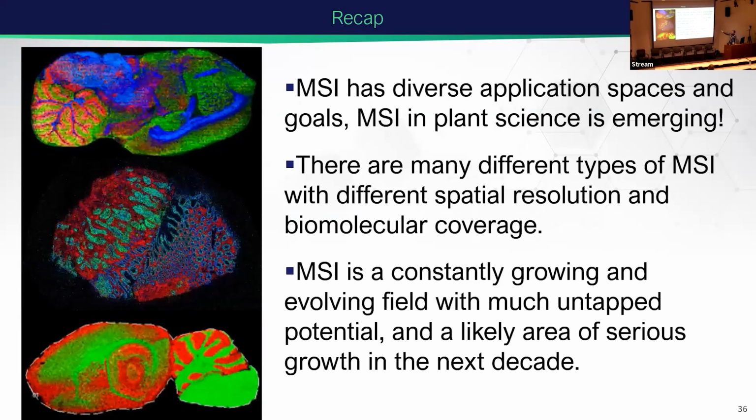So, very big picture, if you're like me and you like those big pictures, mass spec imaging has diverse application spaces and goals. Mass spec imaging in plant science, as well as other areas like cancer biomarker discovery, is emerging and continuing to develop. There are many different types of mass spec imaging with different spatial resolutions and biomolecular coverage, and it's constantly growing and evolving, with a lot of untapped potential. So when you're thinking of a specific problem and want to try a new approach, maybe we can help you be creative.